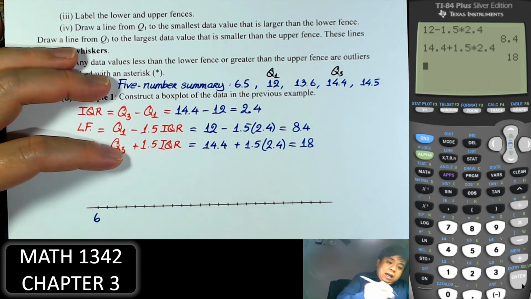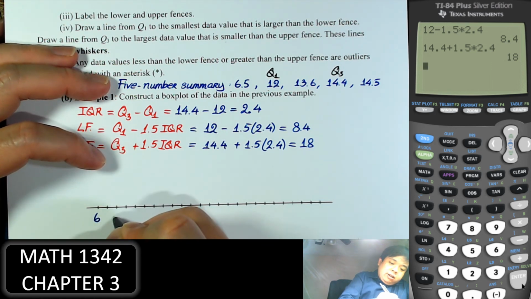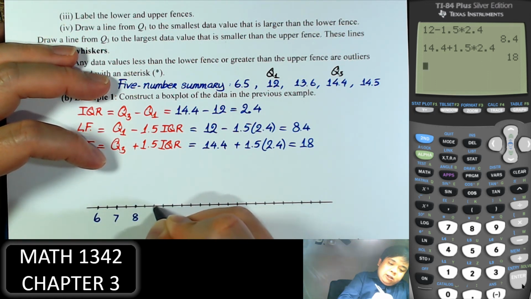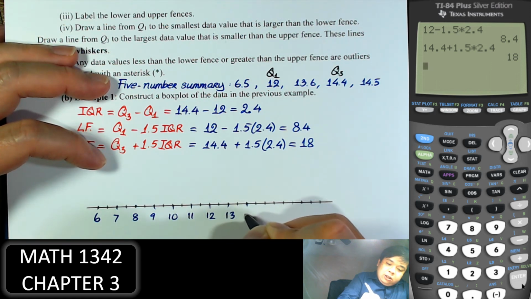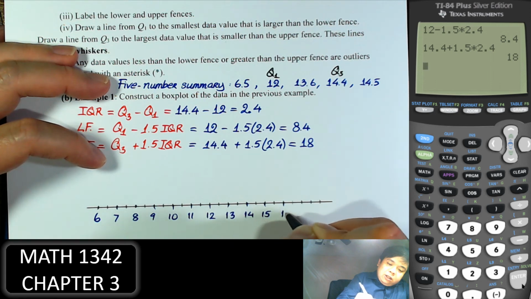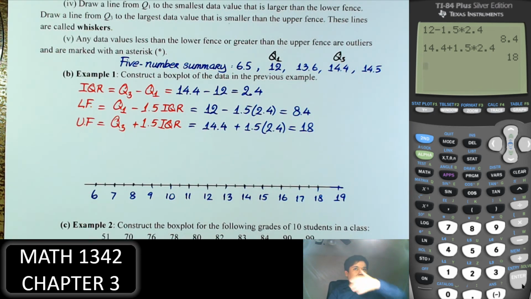Right, let's do 6 and 7, 8, 9, 10, 11, 12, 13, 14, 15, 16, 17, 18, 19. Right, so that covers everything.